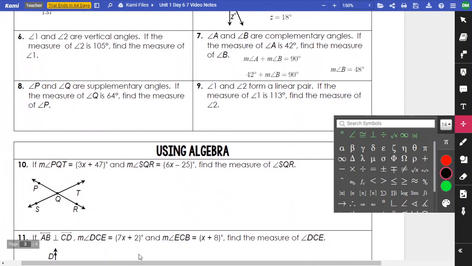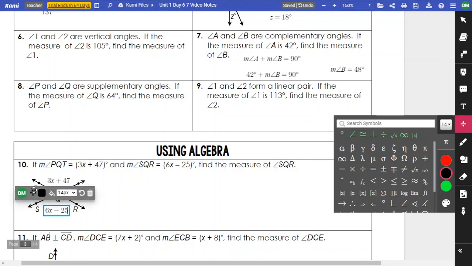All right, let's do a couple of these. We've got some diagrams again. This time we've got a little bit of algebra, and that's fine. We can do algebra. So right here, we've got the measure of angle PQT is 3x plus 47. So I'm just going to throw that right on the diagram. 3x plus 47. So that's PQT. And SQR is 6x minus 25.